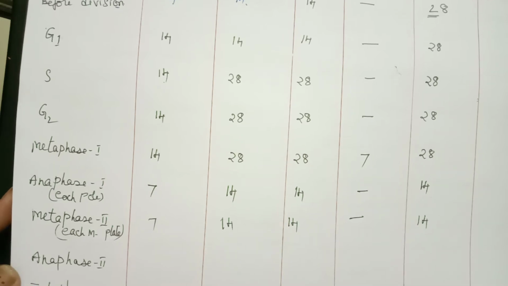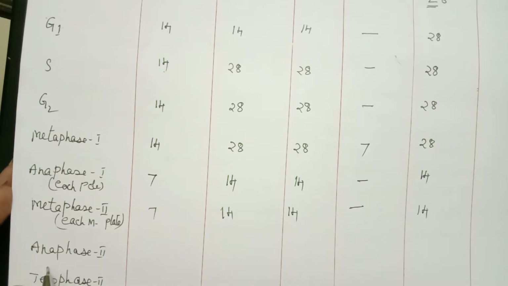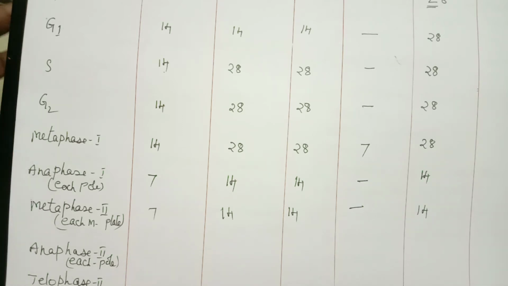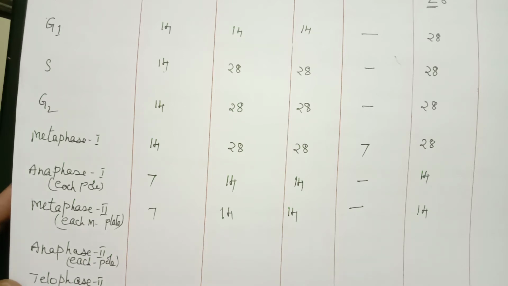Now let us consider the next one, that is anaphase 2. In anaphase 2 also we are going to consider each pole. We know there are 4 poles in anaphase 2. Earlier, in the previous video, I discussed this with diagrams, so watch my previous video also, and it will be very clear. In anaphase 2 we find 4 poles because there are 2 metaphase plates.